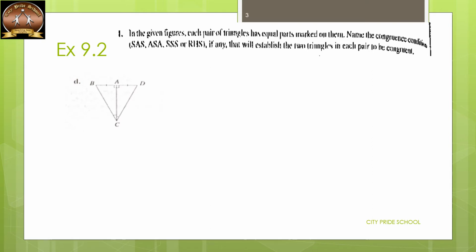Here you can see again that angle BAC is equal to angle DAC, and angle BCA is also equal to angle DCA, and side AB is equal to side DA. So now these two triangles will be congruent by AAS, or you can say SAA test. Next let us come to the next one.